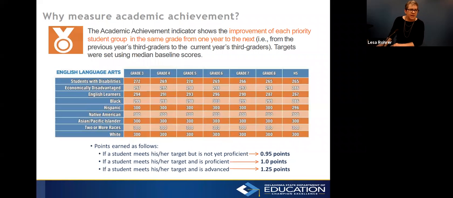Now that we've talked about that, let's connect it to academic achievement. So what are we doing in academic achievement? We're really showing the improvement of a priority student group in the same grade from one year to the next. Targets were set using median baseline scores. And you'll notice when we look at these targets, and if you remember, 300 is the magic number on our OSTP scale. 300 means that students are performing proficient.